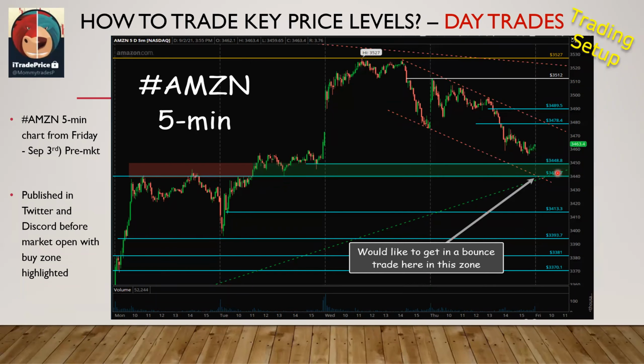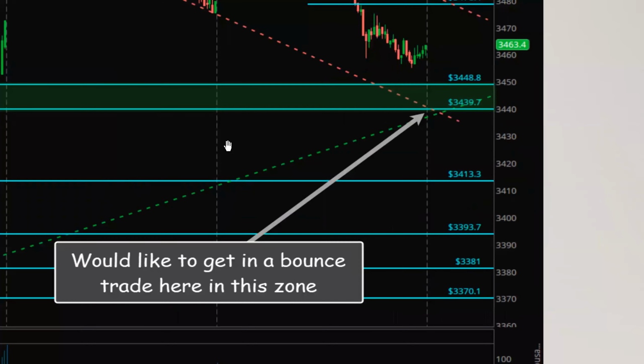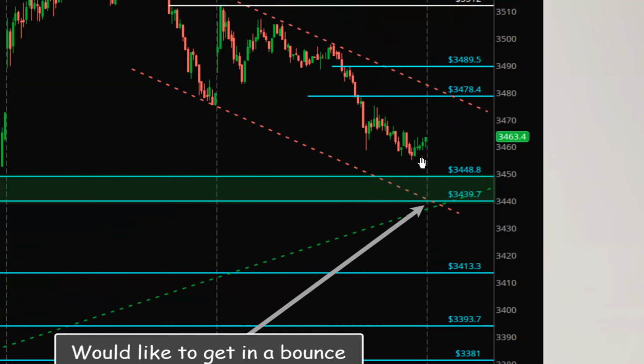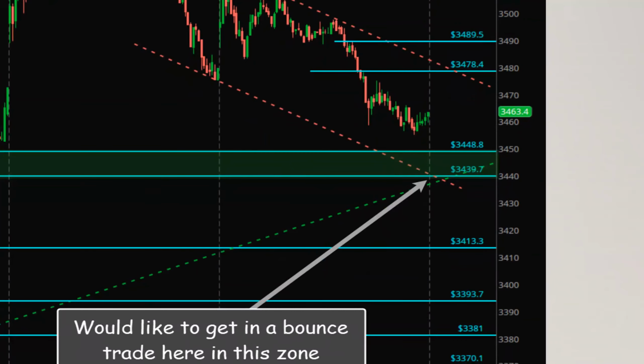Right here, 34.48, 39, 13, and then you have this uptrend line, this mini lower time frame channel. So based on that, what I wrote was that I would like to get in a bounce trade if the price comes in this zone of 34.48 and 34.49, right? Let me zoom in a little bit so you can see it better. So I had a plan that if the price opens up weak and goes below 34.48 all the way to 34.39, that's where you should be looking to buy, right? You should be looking to trade the bounce here.